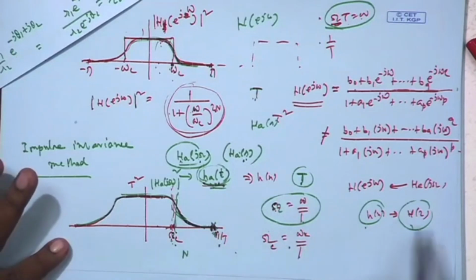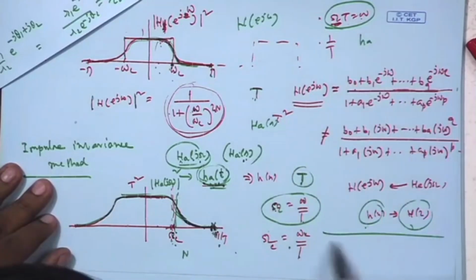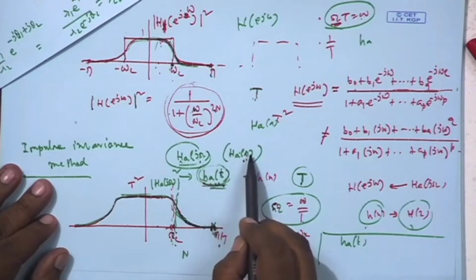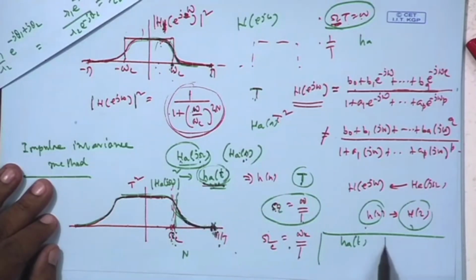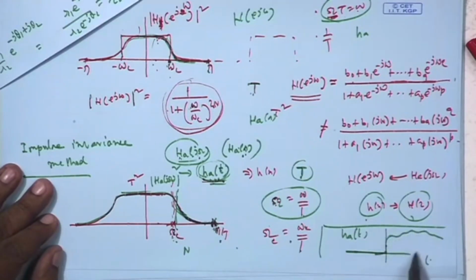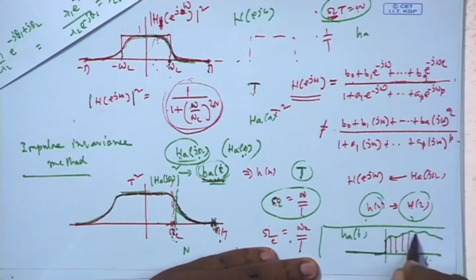All right, and it will be causal and stable easily, because of how h_a(t) is obtained by inverse analog Fourier transform, inverse Laplace transform of H_a(s), but H_a(s) is stable and causal. Therefore, h_a(t) is 0 on this side. If it is time t, it is 0 on this side. Here it can be anything, and if you are sampling, you get h[n], where h[n] is 0 on this side and h[n] is having non-zero values on this side of the origin.